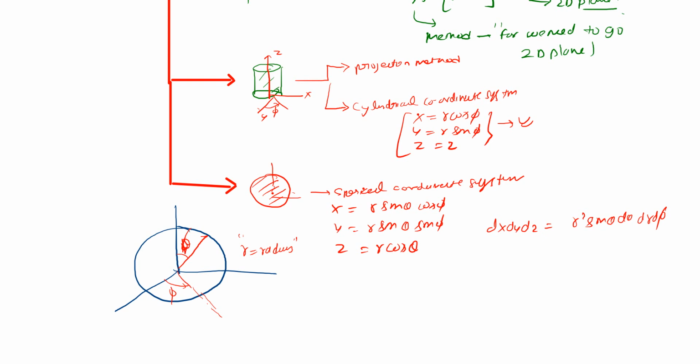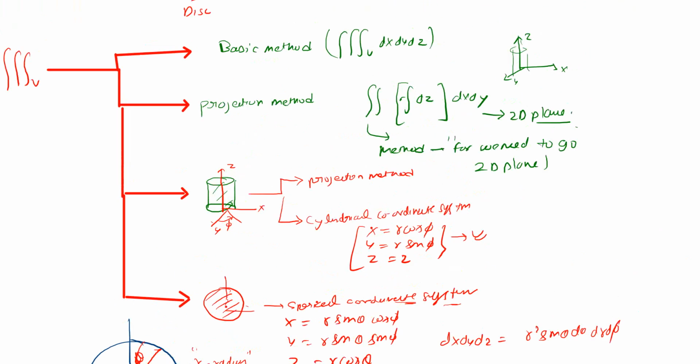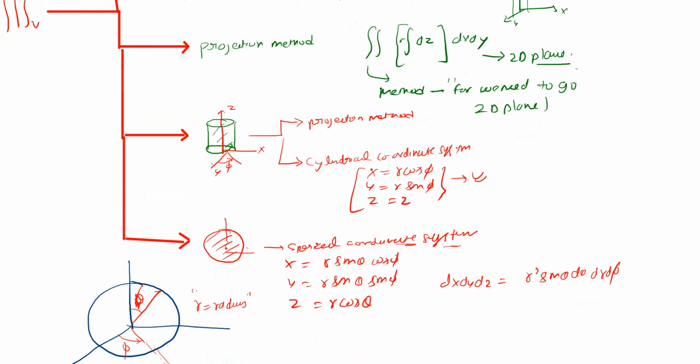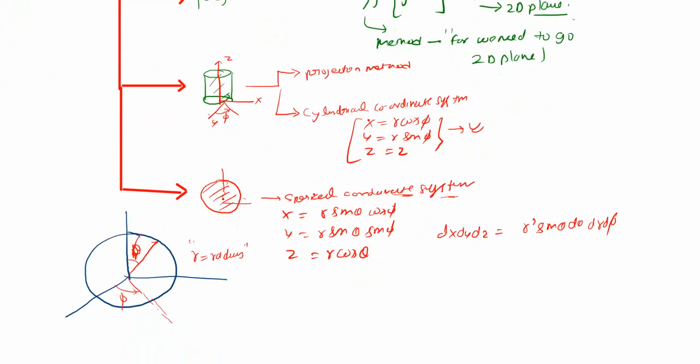So this type of analogy we need to remember. Here you can use a variety of methods, but for a spherical body you need to go for only the spherical coordinate system. That will be easy for you. Otherwise, if you use a basic or projection method, it will be more complicated in comparison to the spherical coordinate system. So this is the general structure, and you can use any of them.